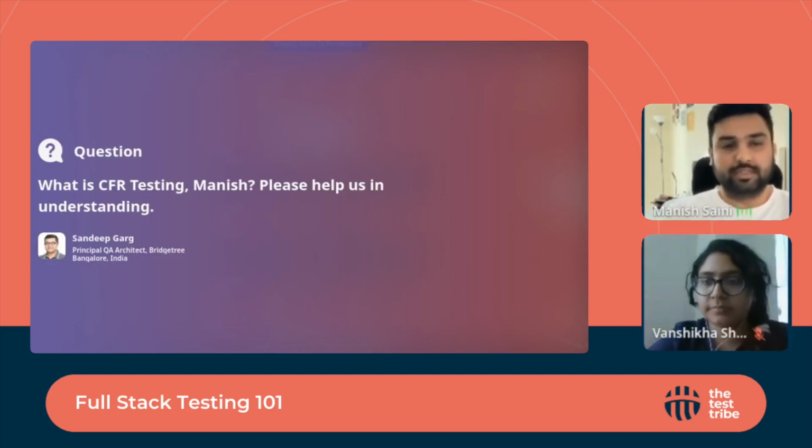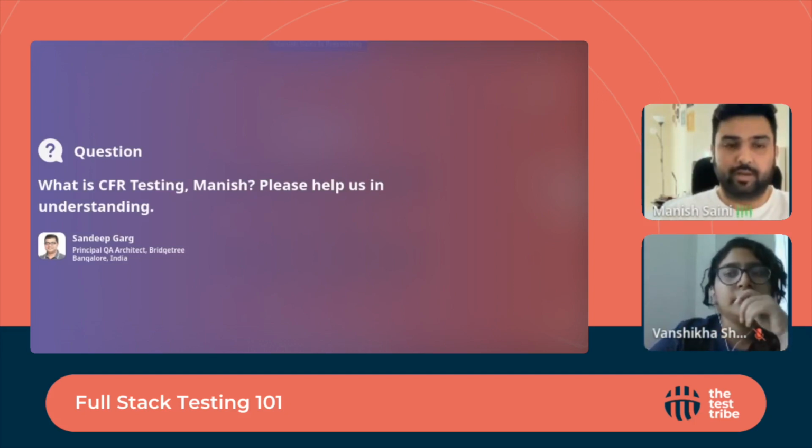Okay, so Sandeep, CFR is cross functional requirement. When we talk about functionality, that is the functional part of our application. But cross functionality should be available to everyone. There are certain aspects which we have for our application. If I take an example, the applications in the finance domain should be available 24/7.